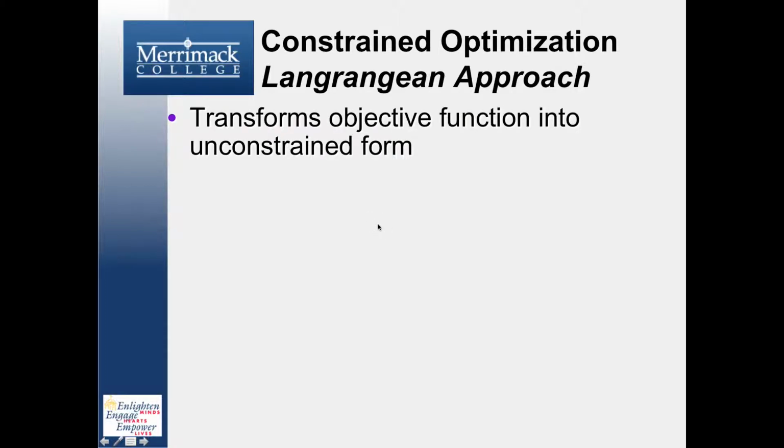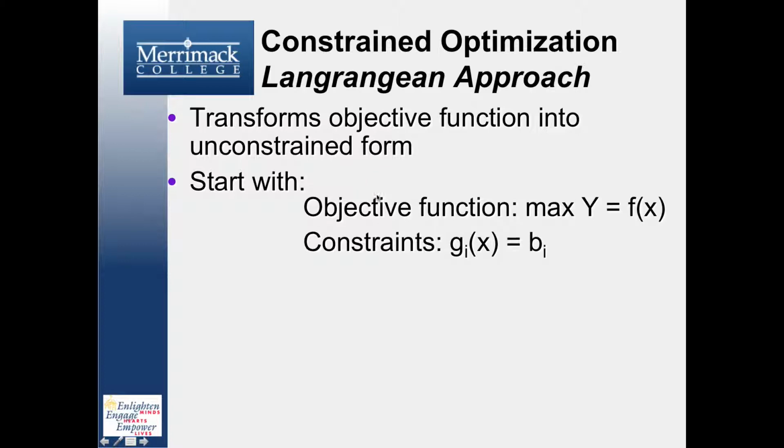Okay, so we're going to use this so-called Lagrangian approach. Lagrangian transforms the objective function into the unconstrained form. So we start with an objective function. Let's say we want to maximize y, which is a function of x's. And we know the constraints on the x's. We're going to do the equalities first because that's simpler, and we'll get into the inequalities later.